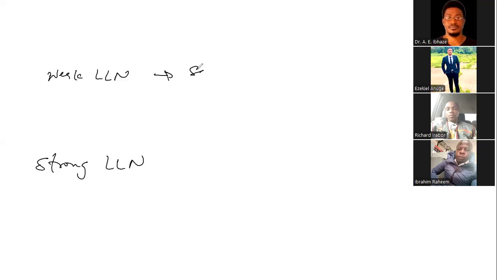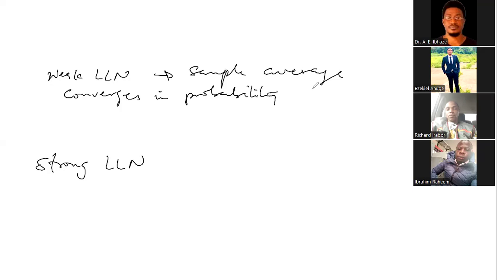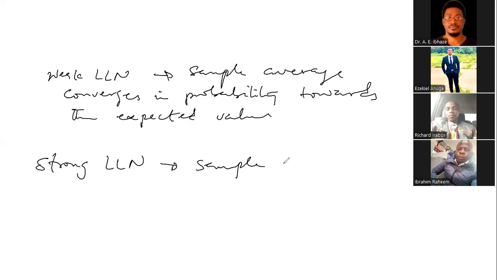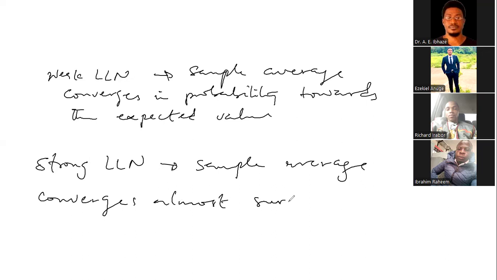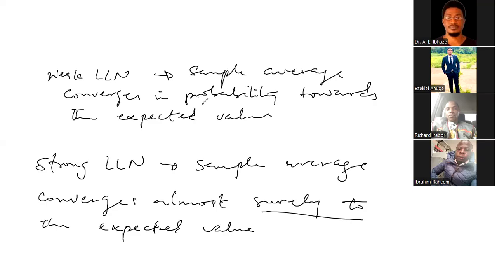So here, for the weak law, the sample average converges in probability towards the expected value. Why for the strong law of large numbers, the sample average converges almost surely to the expected value. Now, the difference is that this is surely, this is probable. Okay? And now our AEP is analogous to the weak law of large numbers, the asymptotic equipartition property.